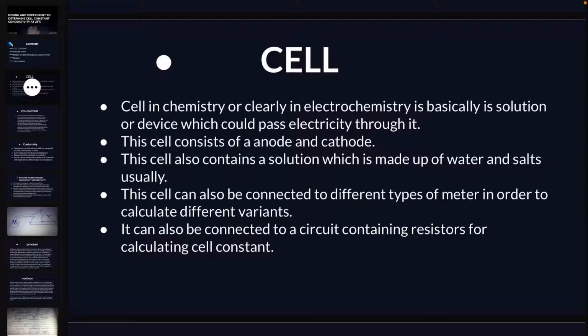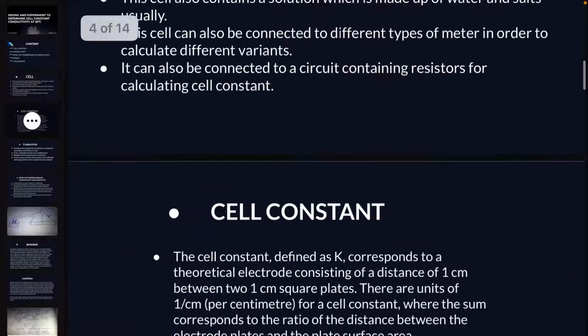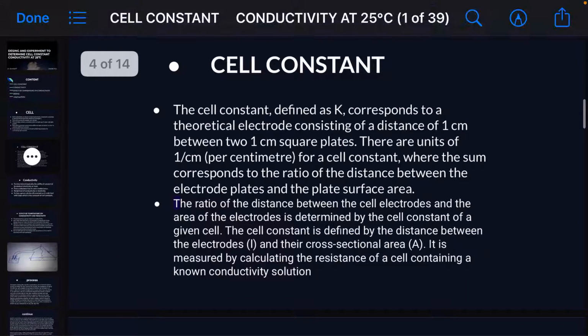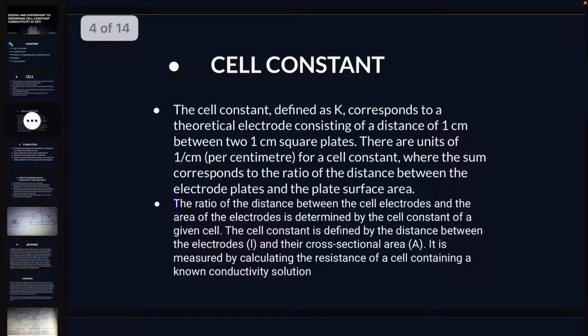These meters could be used to determine the resistance, the current, the flow of charges, anything. It depends upon the meter that we have connected to the system, the solution, or the cell. It can also be connected to a circuit containing resistors for calculating cell resistance. So basically that was the cell. Now let's talk about cell constant.